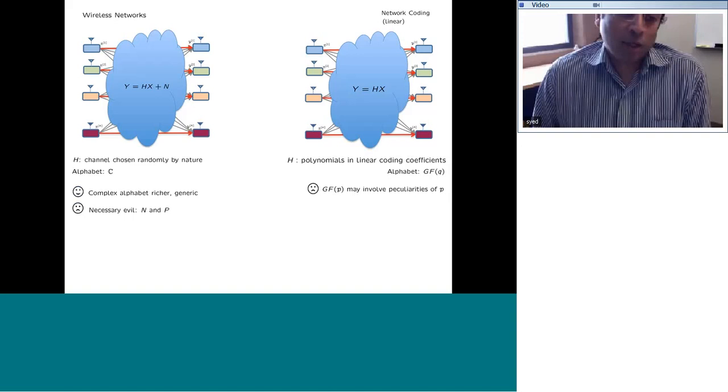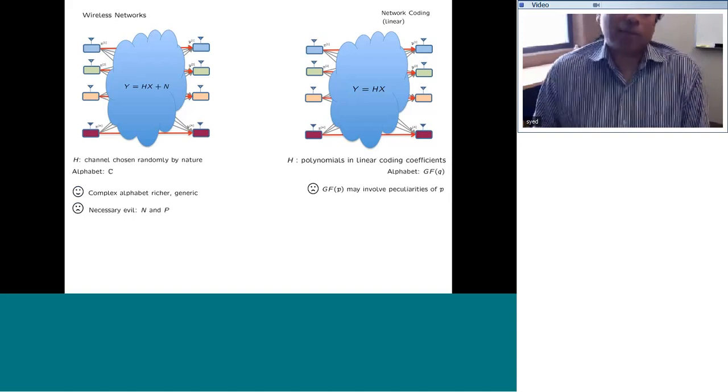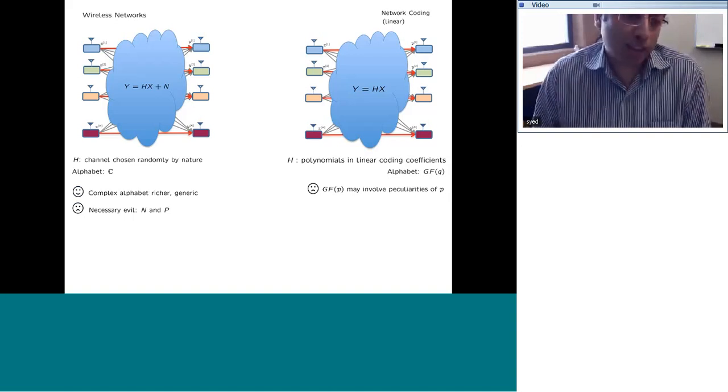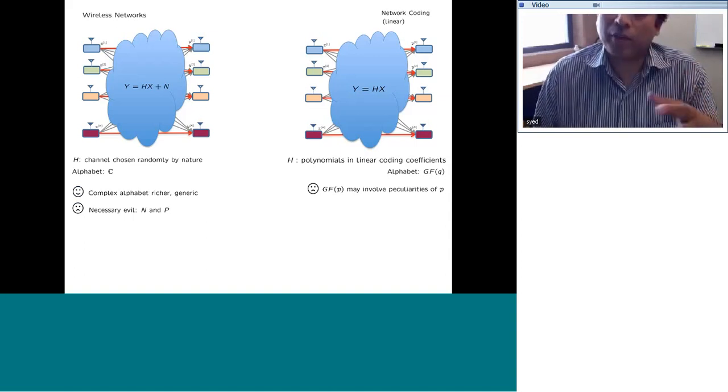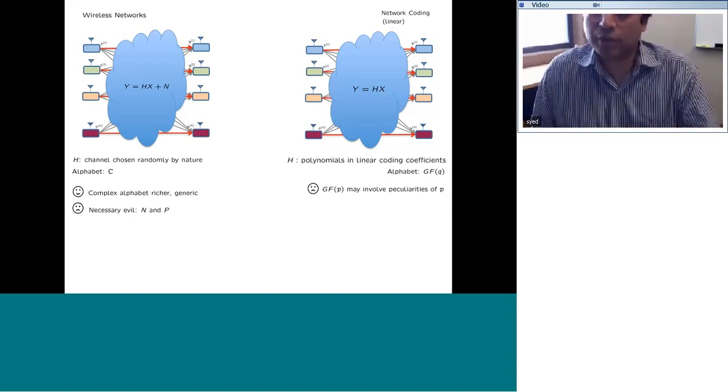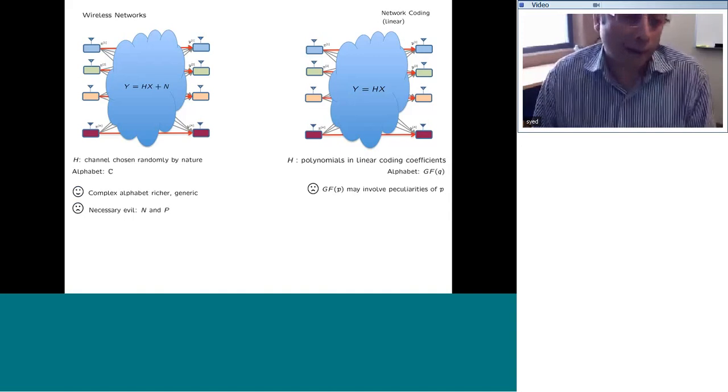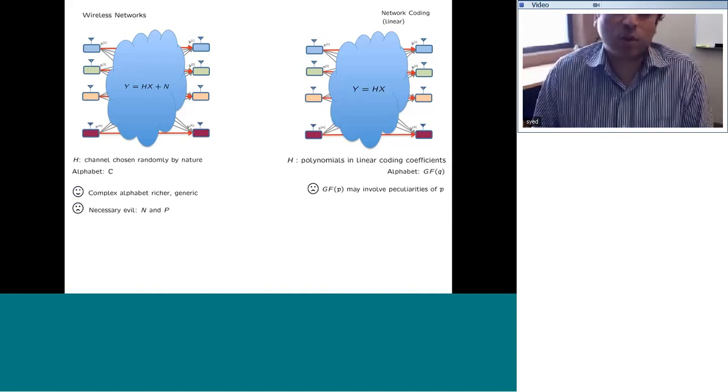Okay, so we would like to work with complex alphabet, but what's the problem? Why can't we just directly go ahead and assume everything is complex? Well, over complex alphabet, if you don't involve noise or power constraints, then the problem would become degenerate because the capacity would be infinity, right? Because you have infinite resolution. So as a necessary evil, you do have to involve noise and power constraints just to make the problem not degenerate.